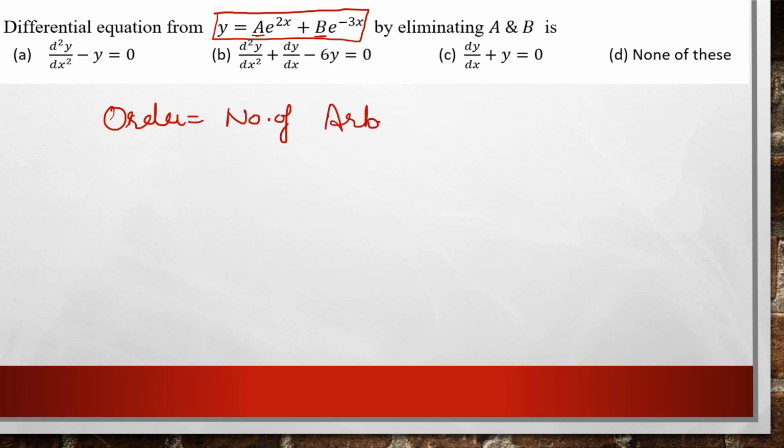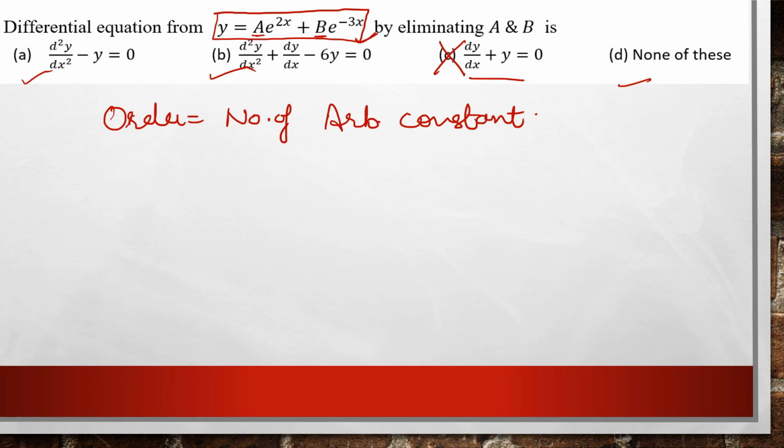So from this fact you can see the C option is not correct because the order of the differential equation is 1 here. The differential equation which you will get corresponding to this will have order 2. So either A or B can be correct, right?